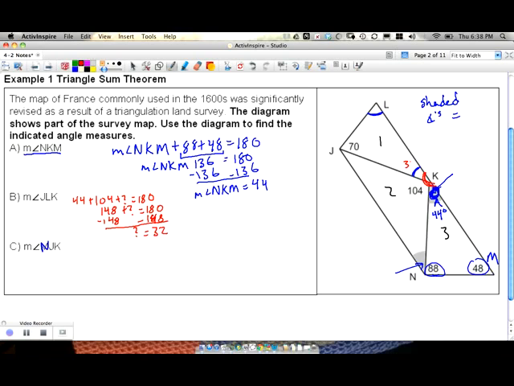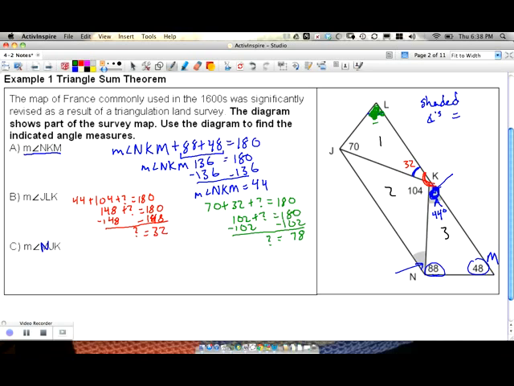Now, if I look at the next one here, I can find JLK, which is up here. Let's mark that in green. So we're looking for this green corner. I know I have 70 and 32. Together, those make 102. So 70 plus 32 plus the green angle is going to equal 180. So I got 102 plus that question mark equals 180. Subtract 102, subtract 102. That question mark then is going to be equal to 78. So this up here, that's 78.